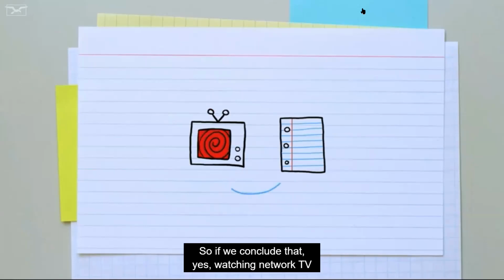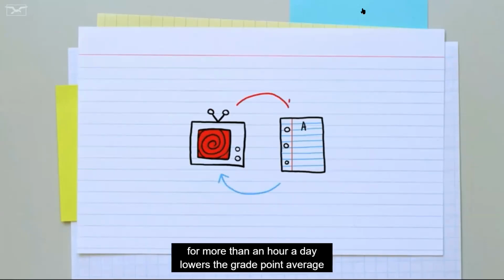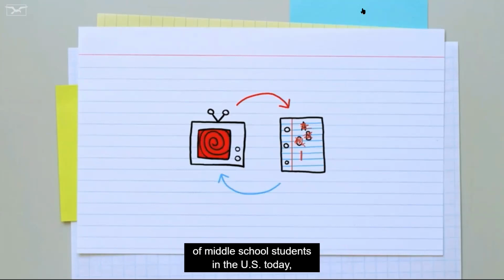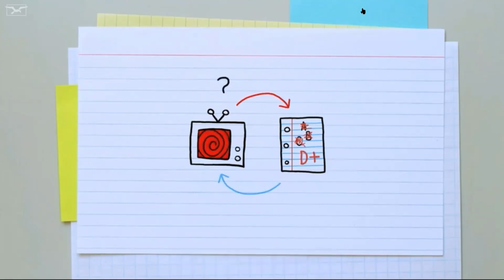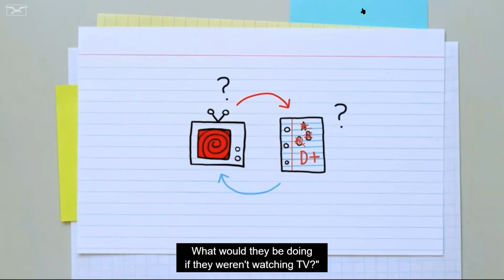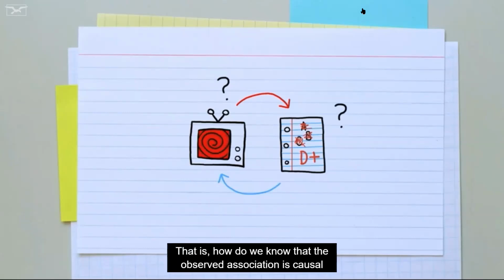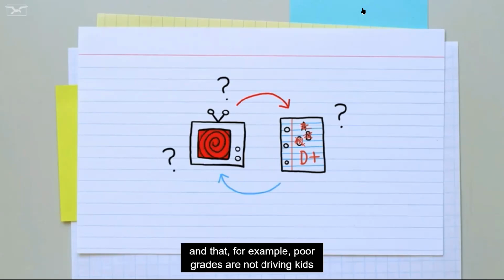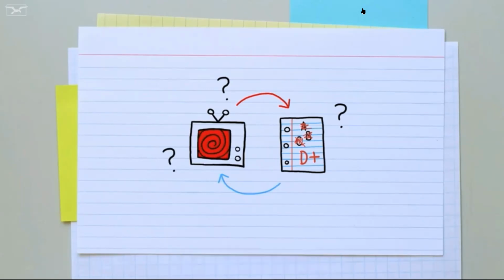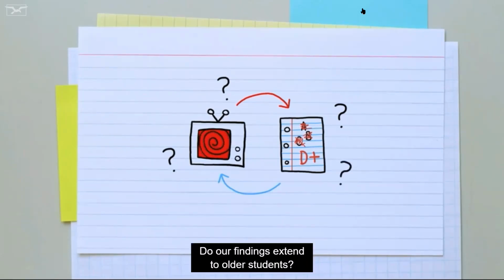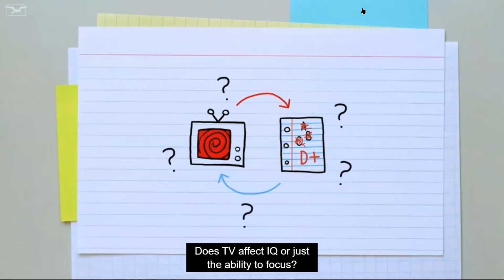So, if we conclude that yes, watching network TV for more than an hour a day lowers the grade point average of middle school students in the U.S. today, we may ask why? What would they be doing if they weren't watching TV? That is, how do we know that the observed association is causal and that, for example, poor grades are not driving kids to watch TV as solace? Do our findings extend to older students? Does TV affect IQ or just the ability to focus?